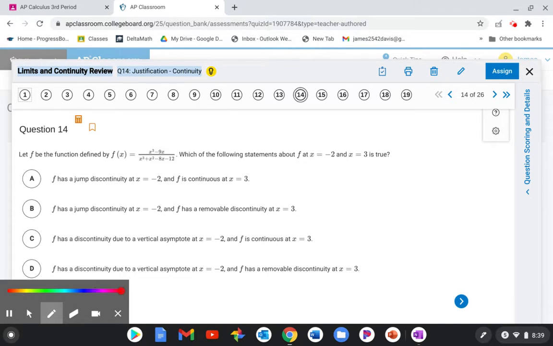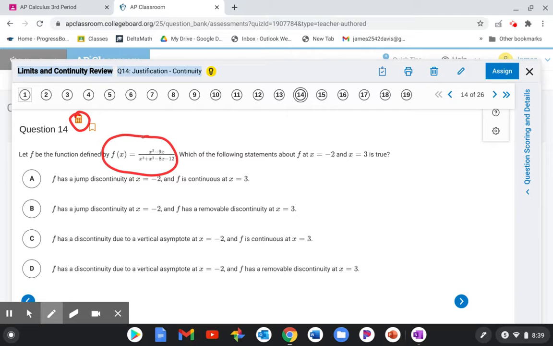All right, so picking up where we left off on the last video on number 14 here. Notice this one does have a little calculator icon up there, which means you can use a calculator. For this function, we're given a rational function, and we're supposed to determine what is true about these points, -2 and 3. It asks us some questions about continuity, discontinuities, things like that.